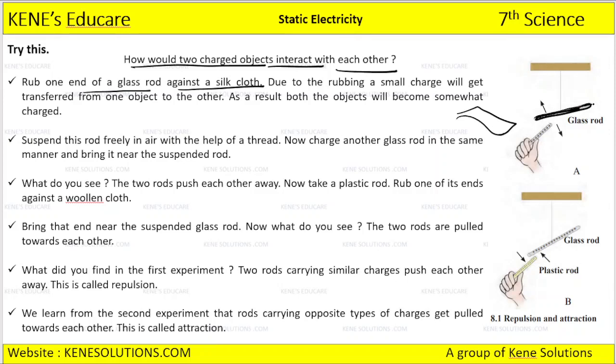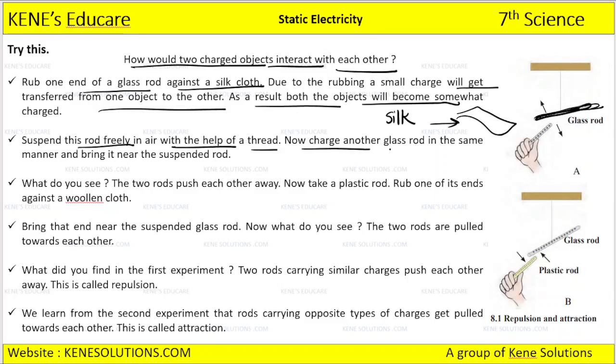Now whenever I am rubbing this rod on a silk cloth, a small charge will get transferred from one object to another, and as a result both objects will become somewhat charged. So this silk cloth will be charged and this rod will also be charged. Now what do we have to do? Suspend this rod freely in the air with the help of a thread. Now charge another glass rod in the same manner and bring it to the suspended rod.